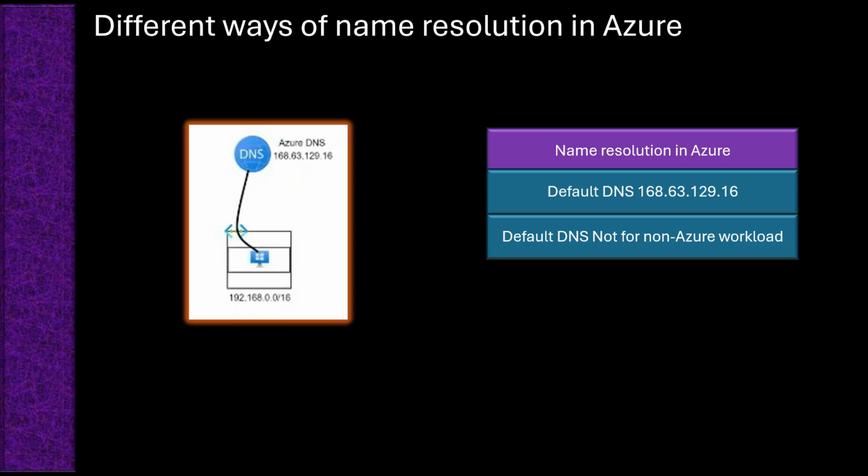Azure provides a default DNS server, which is 168.63.129.16, for the Azure hosted workload. If the workload is not hosted in Azure, you cannot make use of this server. On the diagram, the scenario is a virtual network in Azure having a CIDR of 192.168.0.0/16 that can talk to the Azure DNS without any additional configuration. You just create the virtual network and you get name resolution capabilities provided by Azure DNS.